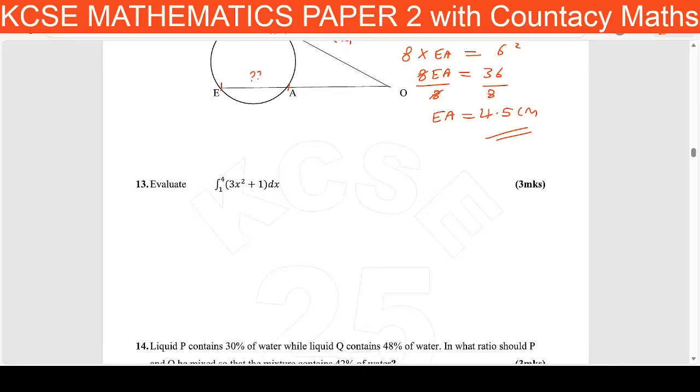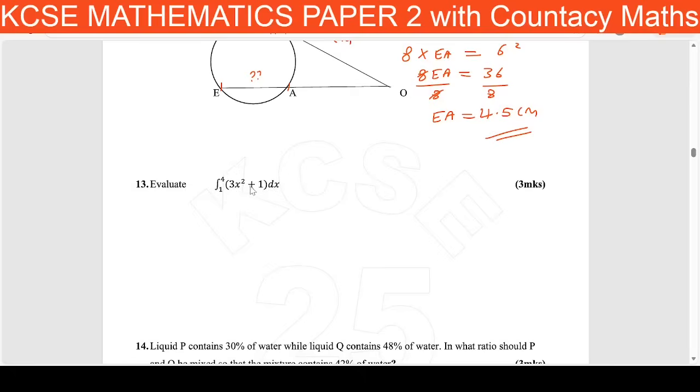We have it as follows. We are told that the integration of 3x squared plus 1 dx, from 4 to 1, is what we are supposed to find. That is the integral of 3x squared plus 1 with respect to x.